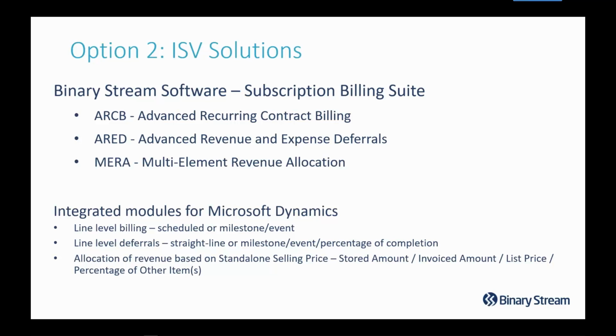So we do. We've got this ARC-B, Advanced Recurring Contract Billing. We've got this Advanced Revenue Expense Deferral module and the Multi-Element Revenue Allocation. The last one, called MIRA, can be pronounced ASC 606 compliance. Same thing. MIRA, Multi-Element Revenue Allocation. Now, the MIRA is built into ARC-B, the Advanced Recurring Contract Billing, but it is technically a standalone product that works simply off an invoice that you create in GP with multiple items on it.